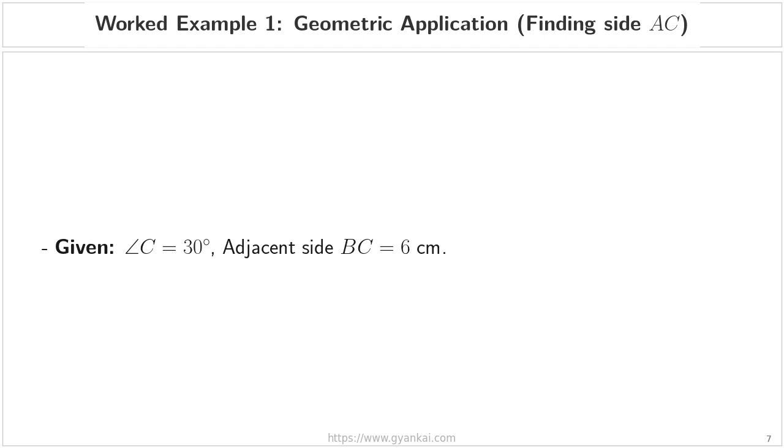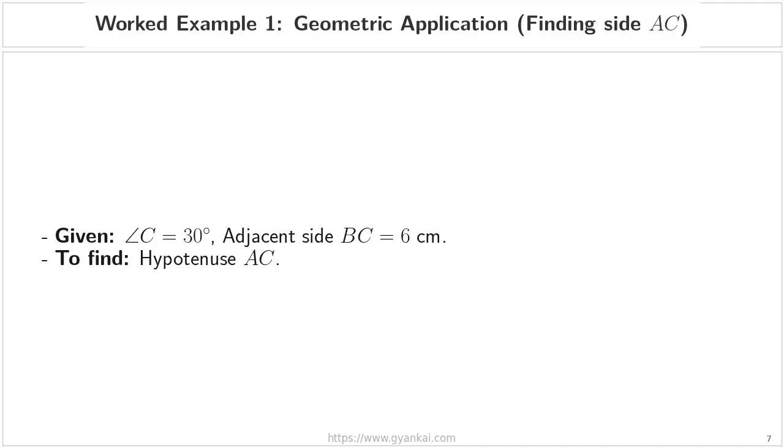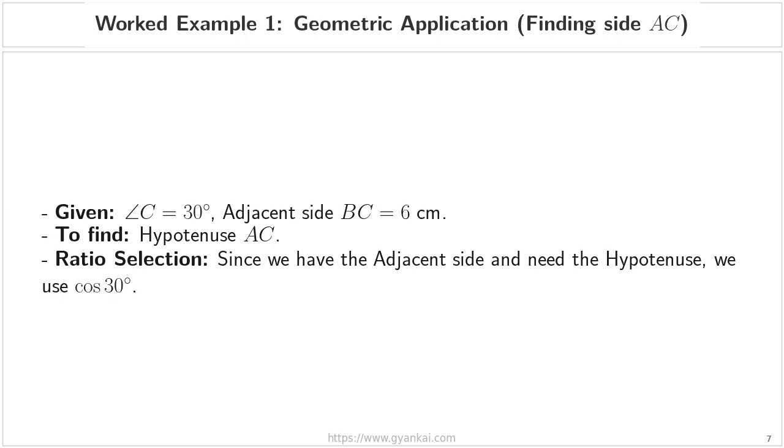Let's start by reviewing what we already know from the problem statement. We are given that the angle C is 30 degrees, and the length of the adjacent side, BC, is 6 centimeters. Our goal now is to find the length of the hypotenuse, AC. To decide which trigonometric ratio to use, we look at the relationship between our known side and our unknown side. Since we have the adjacent side and we are looking for the hypotenuse, the cosine ratio is the perfect tool for this job. So, we will use cosine of 30 degrees.